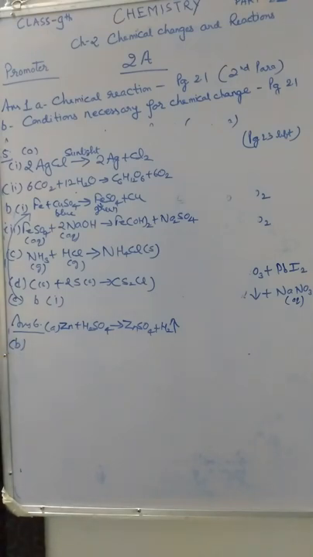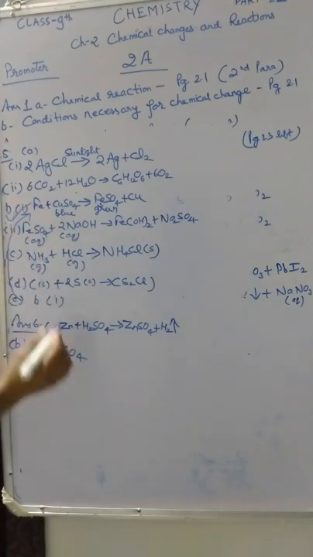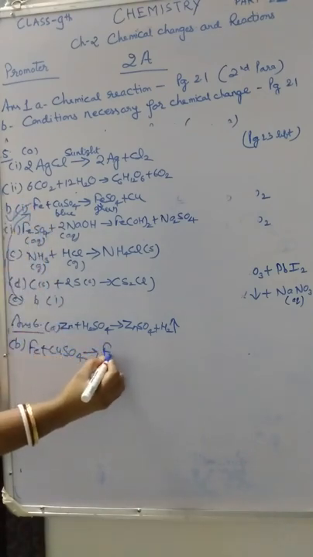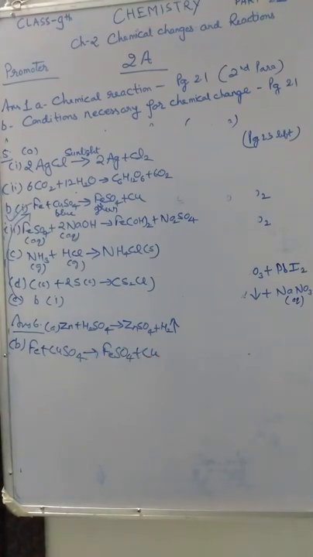Second one, what is asked? Color change is noticed. Again the change of color is asked. The same reaction, iron and copper sulfate. This reaction only again you have to write. You will get ferrous sulfate and copper. You have to write here: blue color changing to green color.